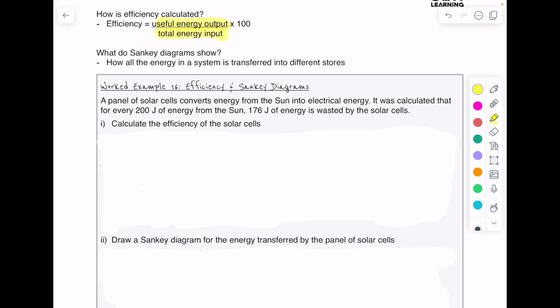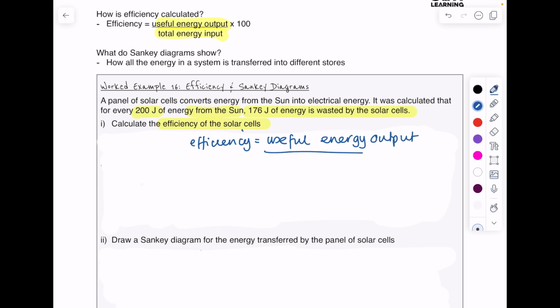It was calculated that for every 200 joules of energy from the sun, 176 joules of energy is wasted by the solar cells. Calculate the efficiency of the solar cells. So always write out your equation. Efficiency equals useful energy output over total energy input times by 100.